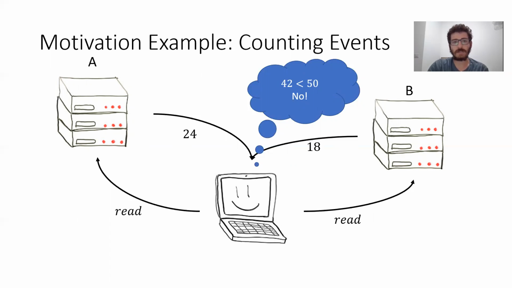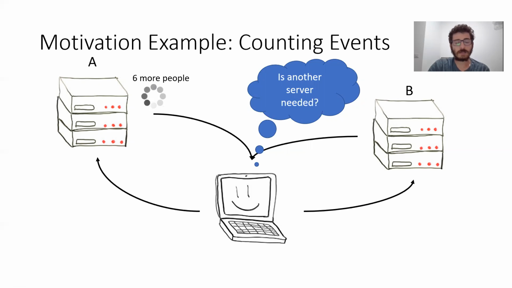This is less than 50, and therefore the system overall can handle the stress of 42 people, and another server is not needed. But this is all fine and well when things are happening nicely and sequentially. But what happens when things start happening concurrently? So let's say, for example, the controller decides that it needs to check whether or not another server is needed again. Concurrently to this, 6 people start connecting to server A.